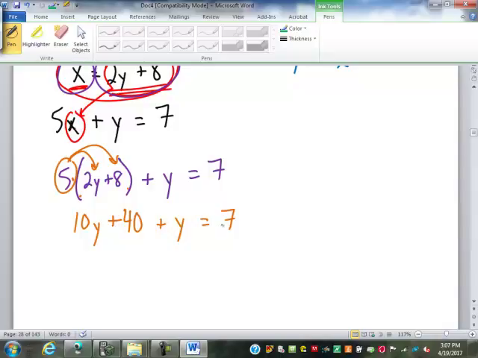Okay, so now we've got the y appears twice, but both on the same side. So what do we do with them? We combine them. 10y and y make 11y. Plus 40 equals 7. And then what?